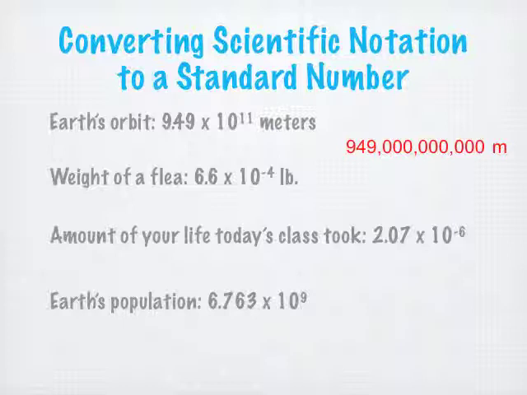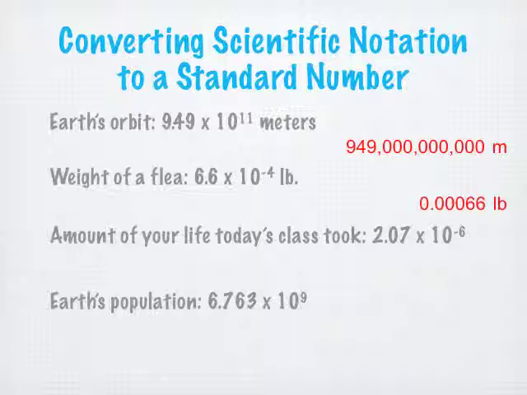The weight of a flea is 6.6 times 10 to the negative 4. So that negative 4 tells me I'm going to move my decimal point to the left or the right? To the left, good. I move it to the left 4 times, so I have to put in zeros to compensate, so I have 0.00066 pounds.